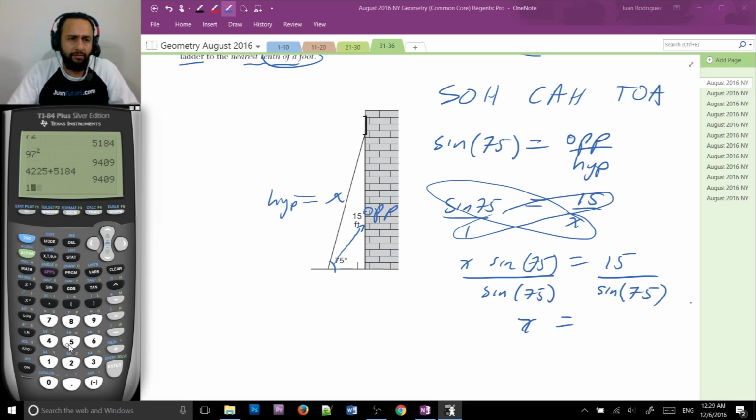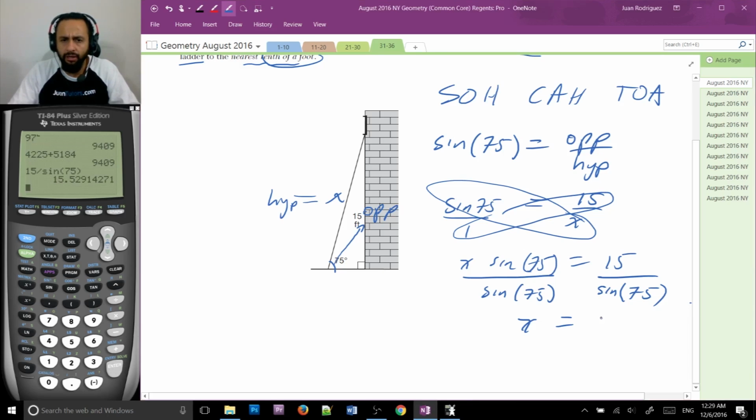So 15 divided by sine 75, and we got 15.529, and x is approximately, and they said to the nearest tenth, so 15 point, let's see, 5. The 2 means we keep the number the same, so 5.